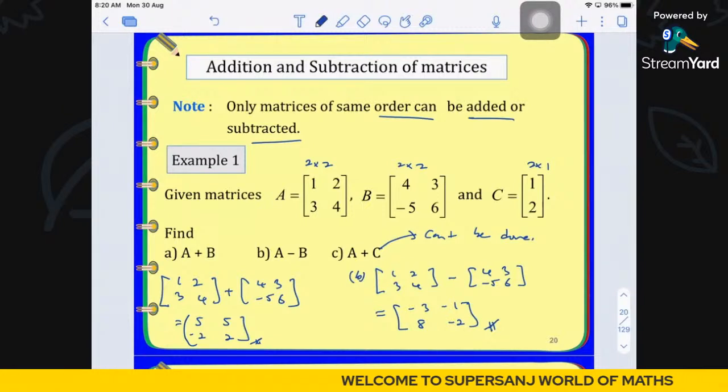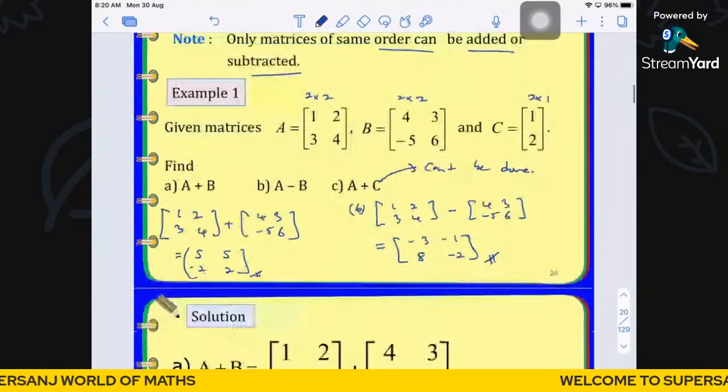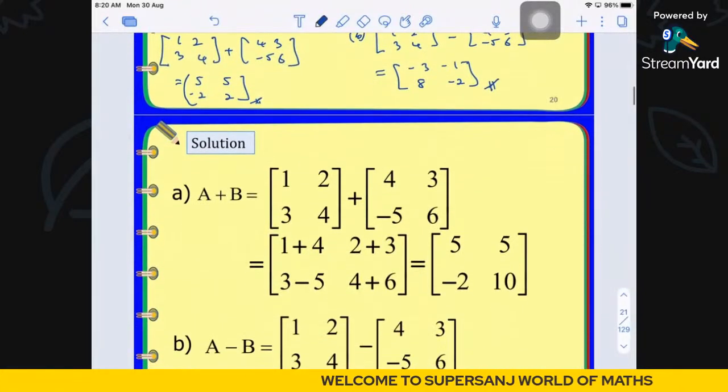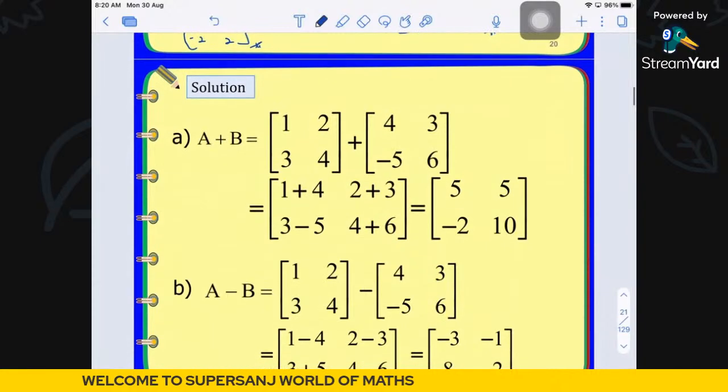Okay, so I hope until here everybody is clear. Any problem until here so far? Can? Okay, very good. Let's move on. That was the solution over there. Very clearly they say that since A and C have a different order, we can't add or multiply.